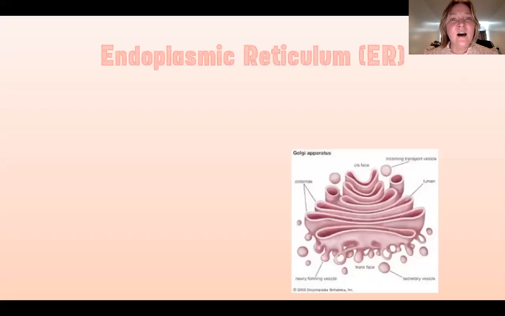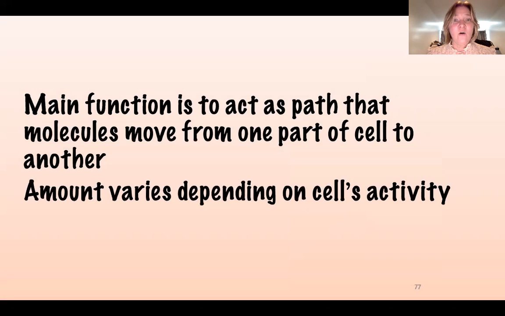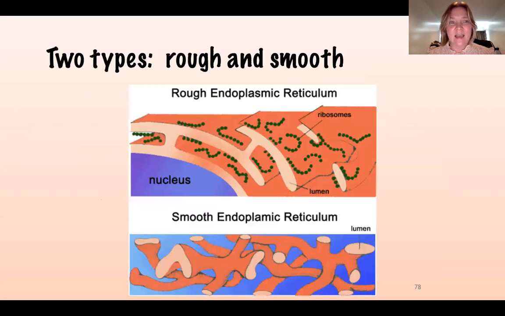This video is on the organelle called the endoplasmic reticulum, or ER. The ER is a system of membranous tubes and sacs called cisternae, again with the phonetics cisternae. Now, the main function of the ER is to act as a path that molecules move from one part of the cell to the other, and the amount of endoplasmic reticulum depends on the cell's activity.